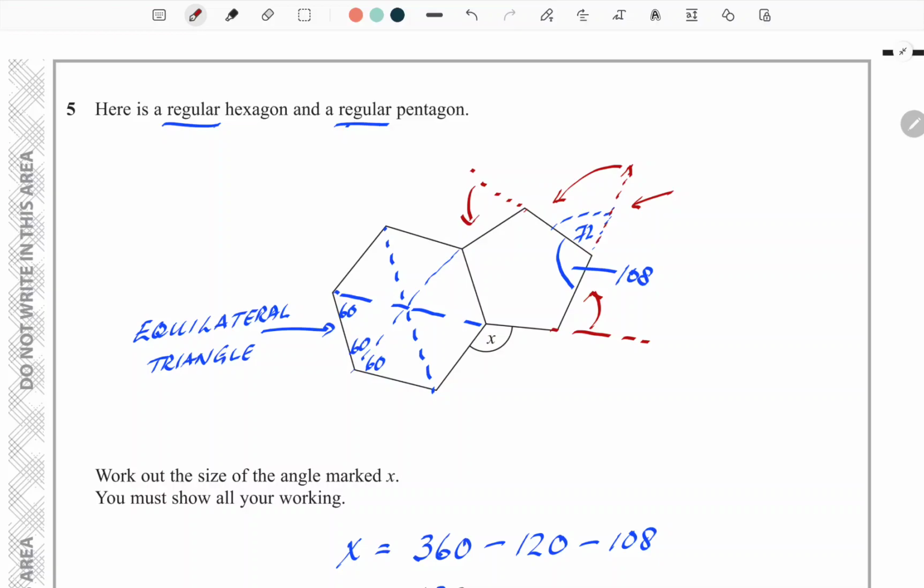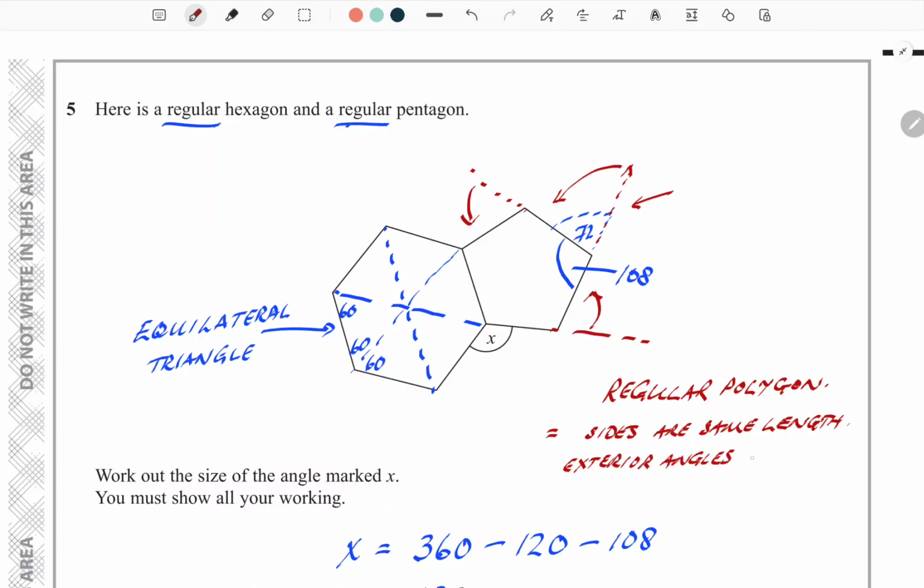Okay. If it's a regular polygon, it means all the sides are the same length, and the exterior angles are all the same.